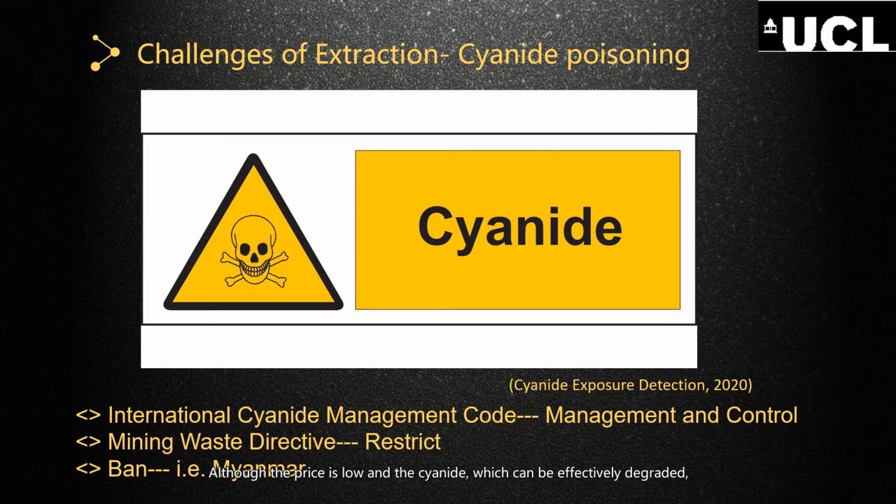Although cyanide is cheap and can be effectively degraded, and has been widely used in gold extraction, its strong toxicity has been controversial for a long time. In this regard, different countries and international organizations have made strict regulations. For example, UNEP has set the International Cyanide Management Code to manage the production, transportation, utilization, and disposal of cyanide used in gold production. Besides, the EU's Mining Waste Directive also mandated that the concentrations of cyanide should be below 10 ppm. More than this, some governments even banned cyanide for gold mining, such as Myanmar in 2014.